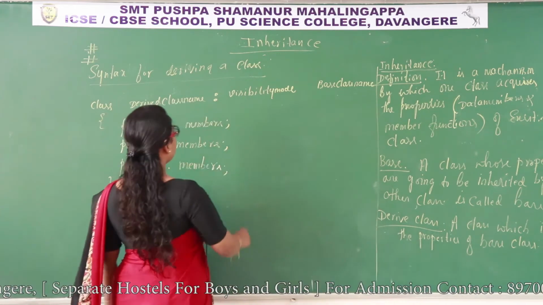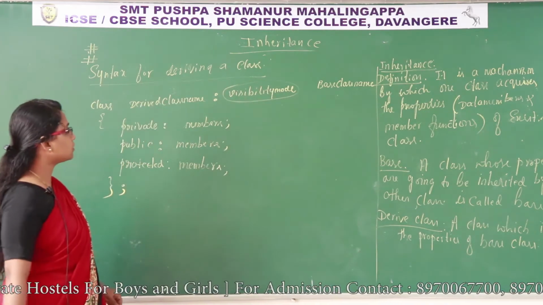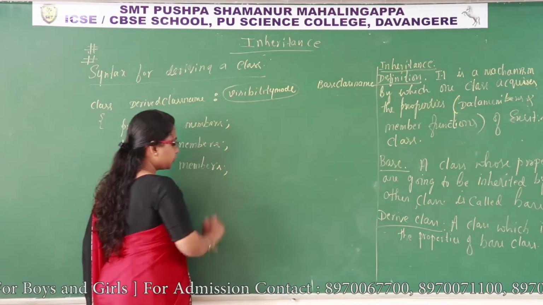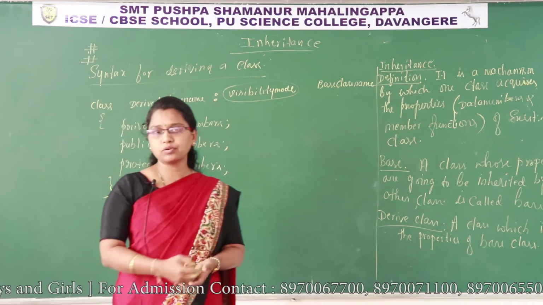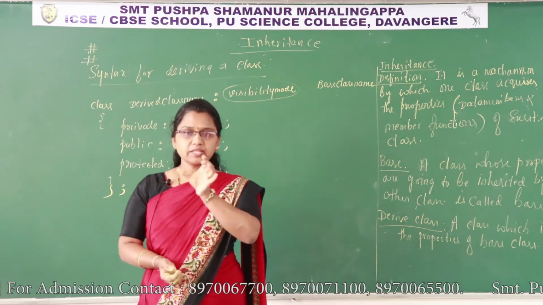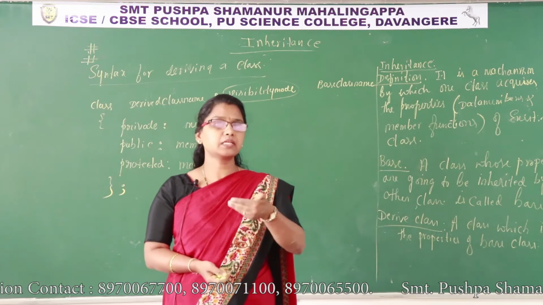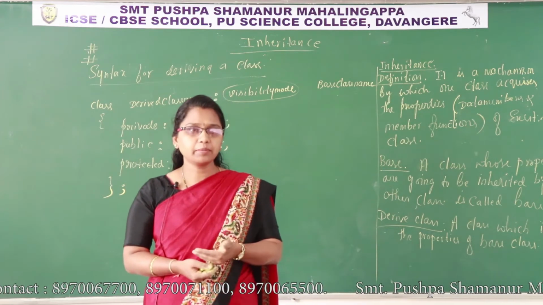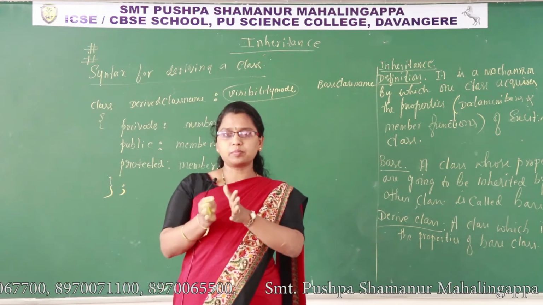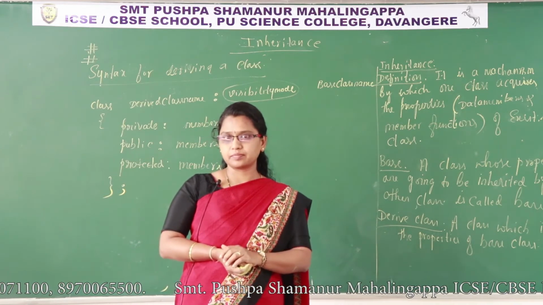So now let us understand what is visibility mode. It has a very important role in inheritance. Okay, I told you properties of base class are going to be inherited by the derived class. From this statement, what you can understand: base class properties mean either data member or member function, or both. So some properties of base class are going to be inherited by the derived class, isn't it?